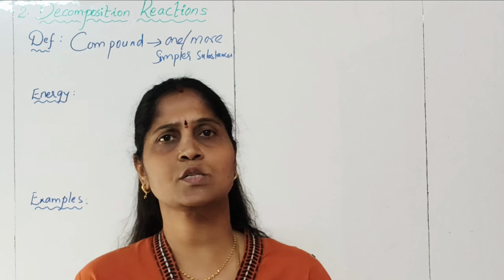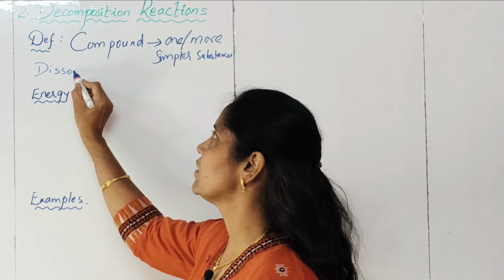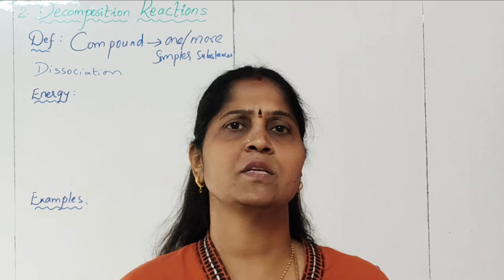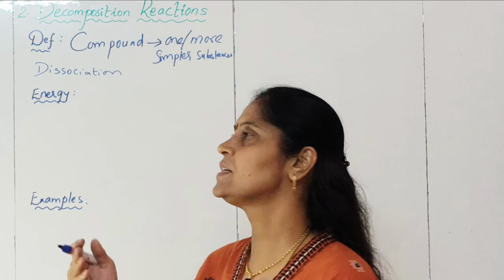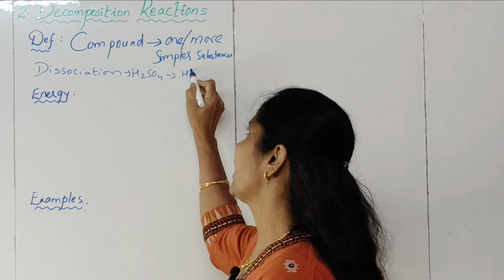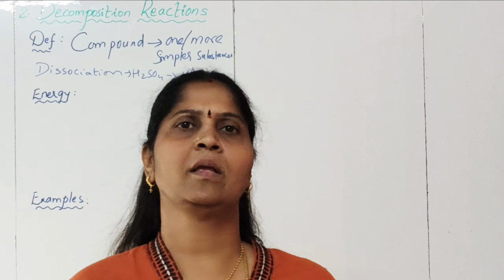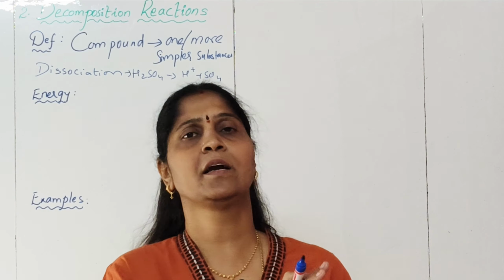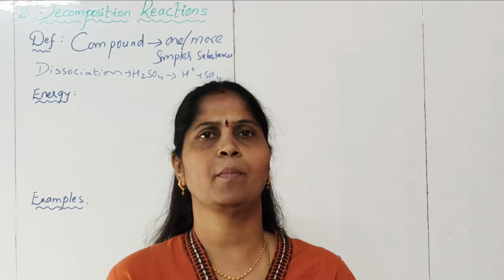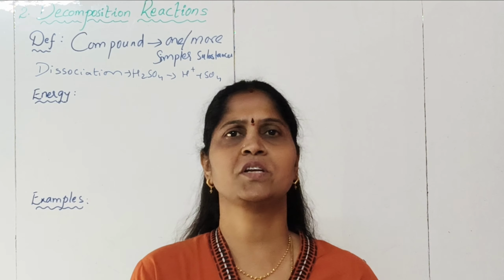In chemistry, one more term is commonly used, that is dissociation. Dissociation is different from decomposition because in dissociation, the ions that are there get separated from the compound. For example, if sulfuric acid is there, separation of the hydrogen ions and sulfate ions is called dissociation. Whereas decomposition means breaking down of the reactant compound into different types of products. New products are formed, and that does not happen in dissociation. So do remember the difference between dissociation and decomposition.